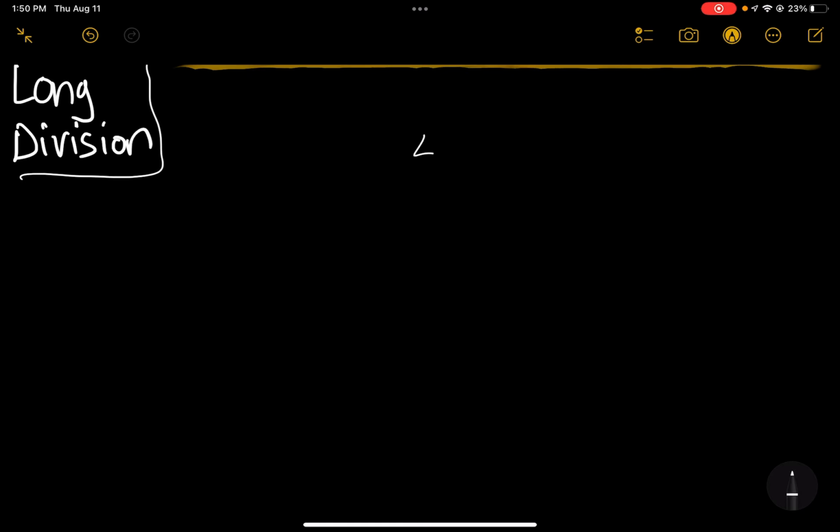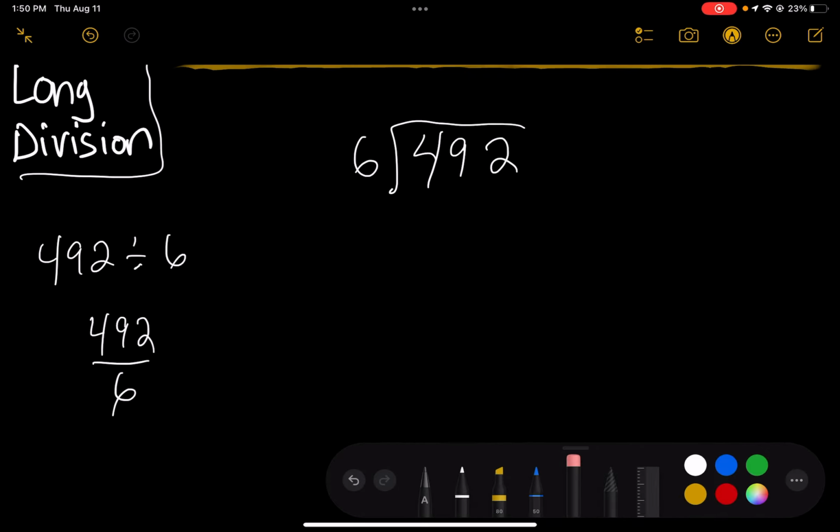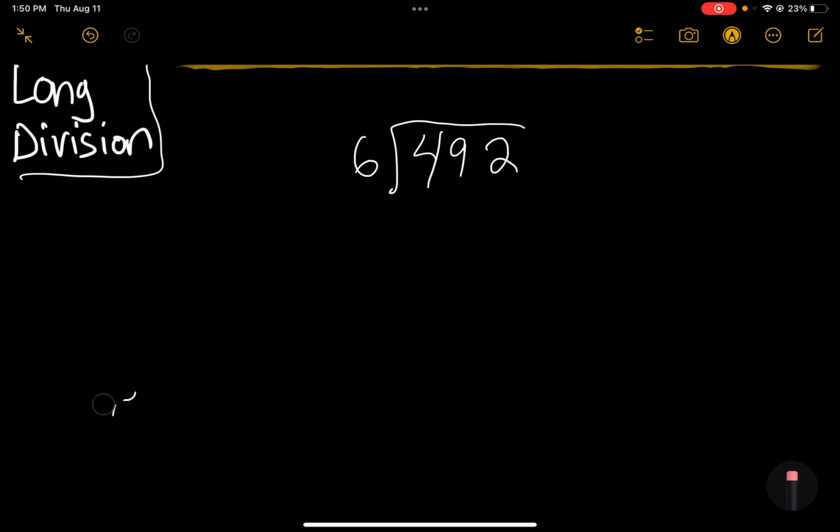We're going to start with 492 divided by 6. Now you can see this written a few different ways, but they all mean the same thing. This video is focusing on the long division algorithm.